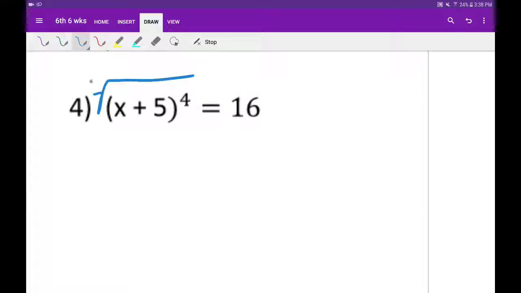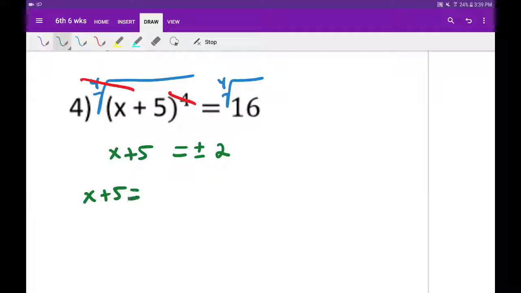So I'm going to take the 4th root, both sides of the equation. Okay, 4th root cancels with that, leaving us with x plus 5 equals plus or minus 2. 4th root of 16 is 2. X plus 5 equals plus or minus 2. Now with these type of problems, it's really a 2-for-1 type of deal here. So we got x plus 5 equals the positive part, and x plus 5 equals the negative part. And we've got to do both.